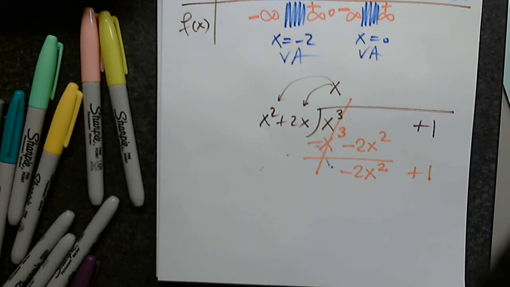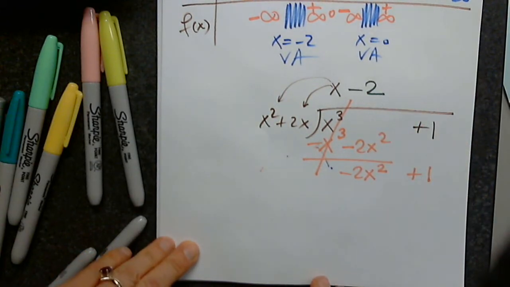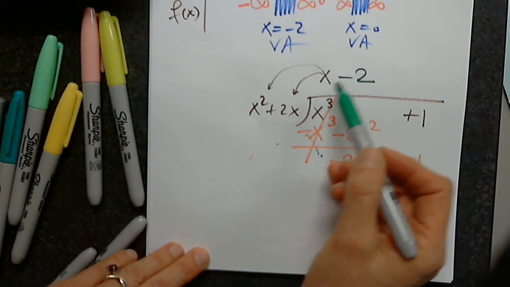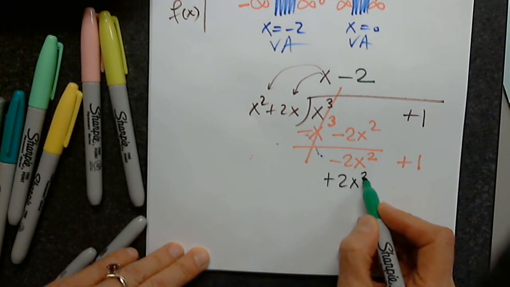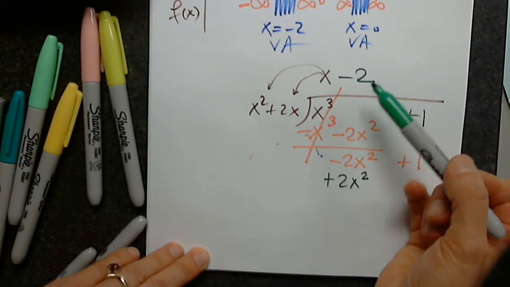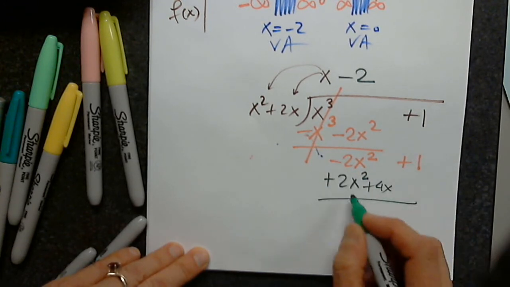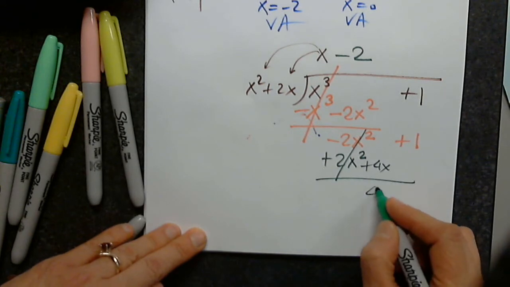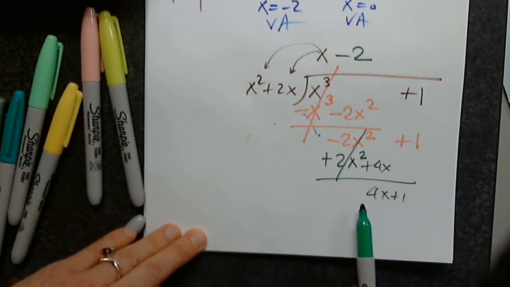X squared gets multiplied by negative 2, giving negative 2x squared. And the top I cannot lie. Negative 2. Now when I write underneath, I lie again. Negative 2 times x squared is negative 2x squared. I have to change the sign. Negative 2 times 2x is negative 4x, but I have to change the sign. And what is left is 4x plus 1. Can I continue? No. X squared times what is 4x? No.